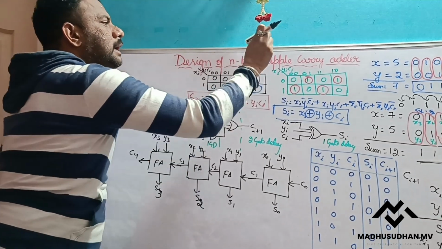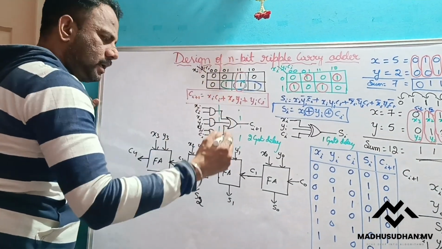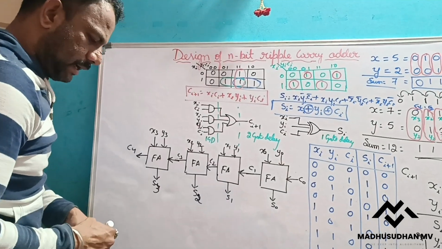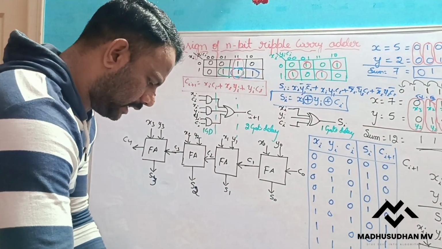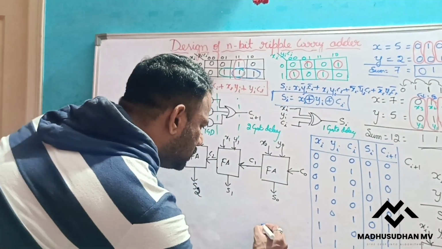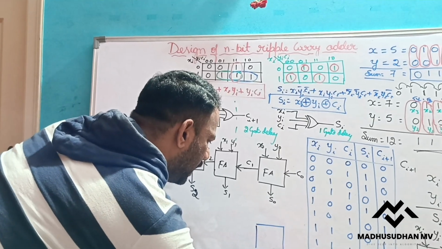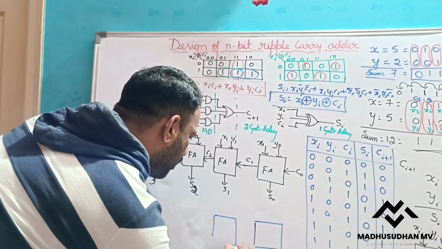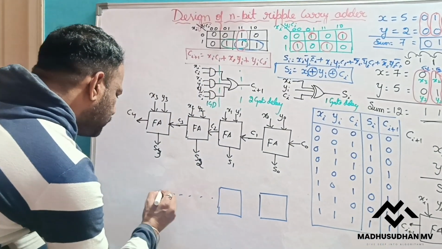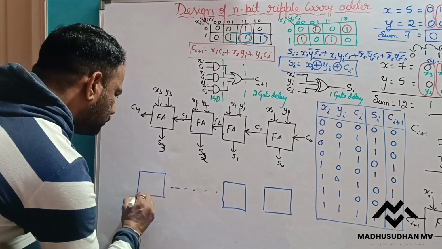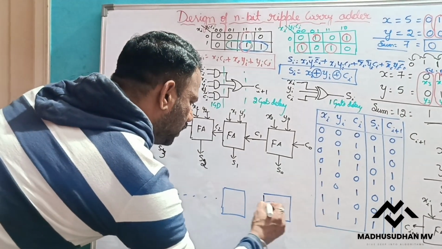But to add n bit what? N bit. So now I am going to write for the n bit. So n bit is same. So I am using what? One full adder. So all these are my full adders.